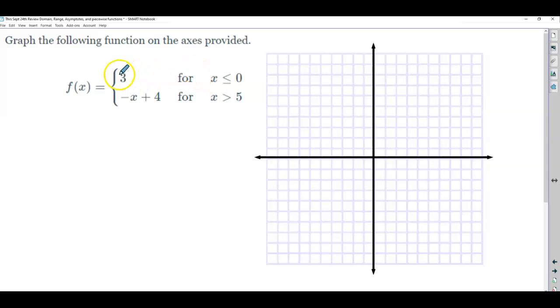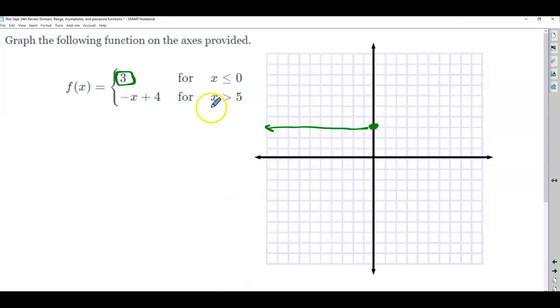Okay, so as x is less than or equal to 0, the output is always 3. That's just a horizontal line at 3 units. So I'm going to go ahead and put a closed circle right here, because when x is 0, f is equal to 3, and then every point to the left of that is equal to 3. There's the first piece of my graph.